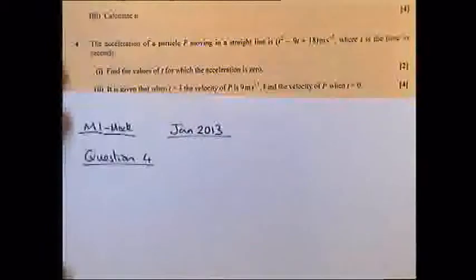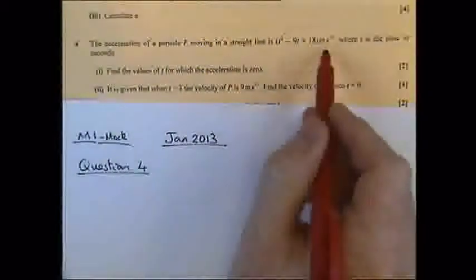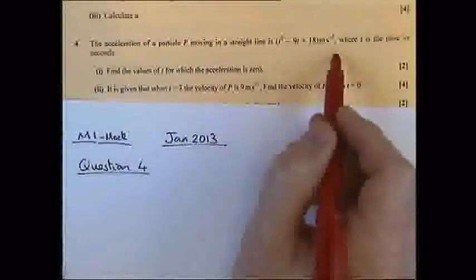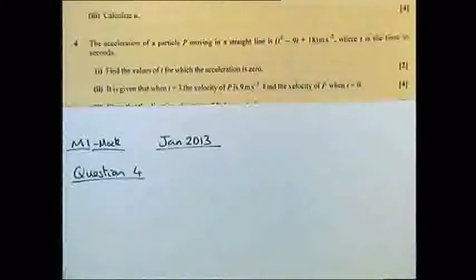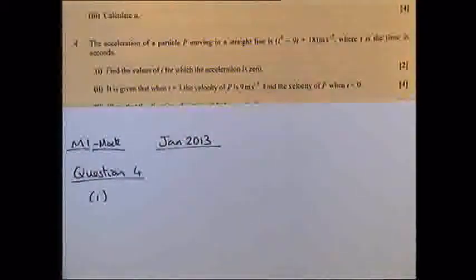Okay, so on this question, question 4, we have another velocity acceleration problem, where the acceleration isn't constant. We have a particle P moving in a straight line, where t is time in seconds, and it's told us what its acceleration is. Part 1 is worth 2 marks, so it's not going to be too much work. We've got to find the values of t for which the acceleration is 0.